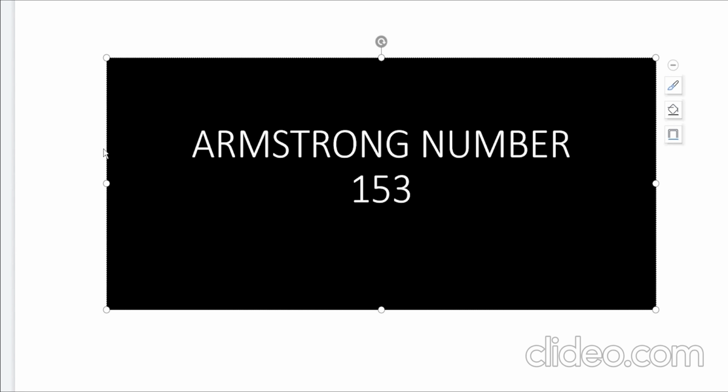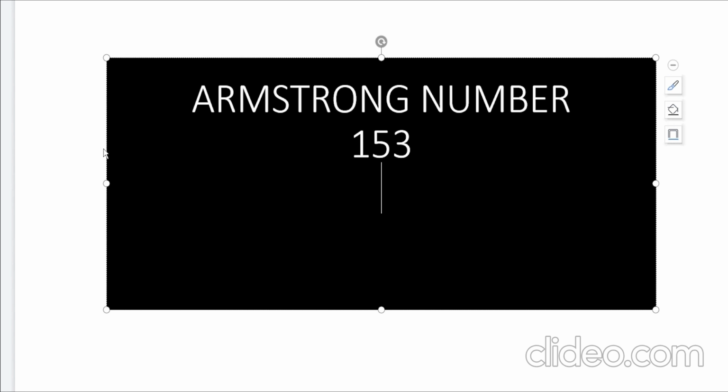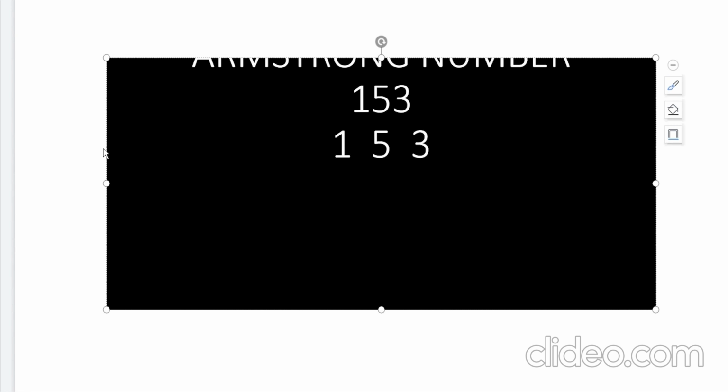153. This is our number. First of all, we have to separate it into its digits, that is 1, 5 and 3. Then we have to make a cube of each. So what is the cube of 1? The cube of 1 will be 1.